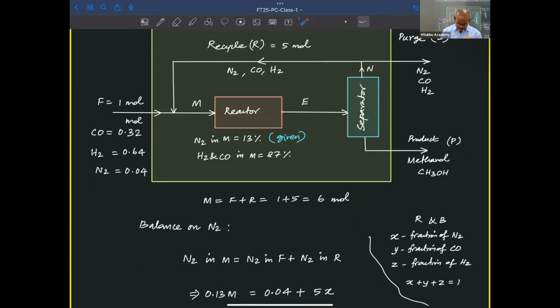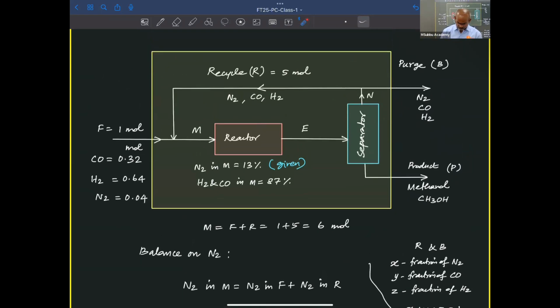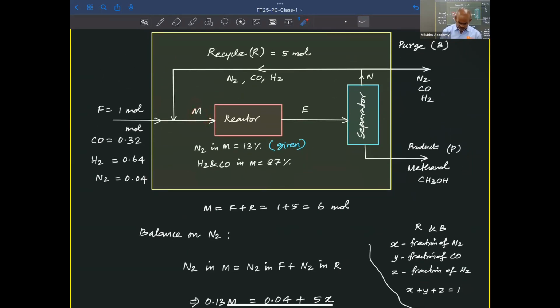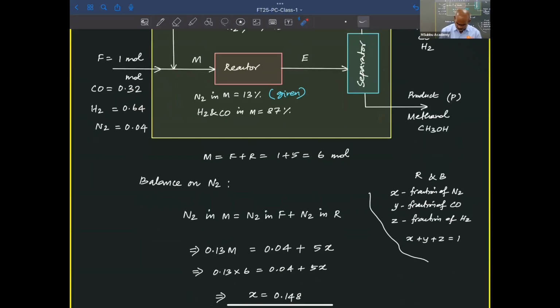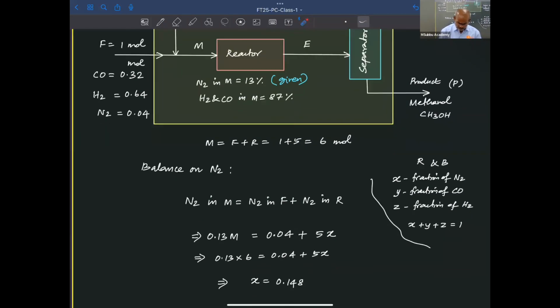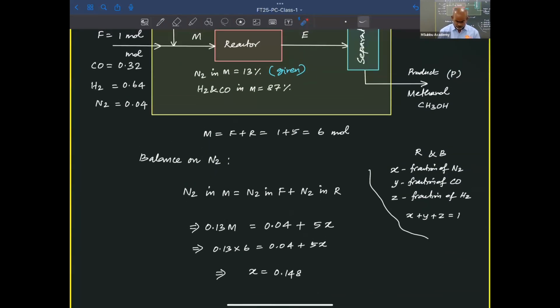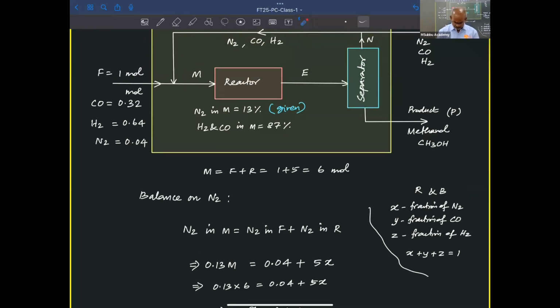We are given the N2 content here. What is N2 here is based on what is N2 here and what is N2 here. The N2 at the mixed feed is equal to N2 of the fresh feed plus N2 of the recycled feed. This point is simply these two. So I can make a balance: N2 in M equals N2 in F plus N2 in R. This data, N2 in M, is 13% or 0.13 of M, and that is equal to, here it is, 0.04.